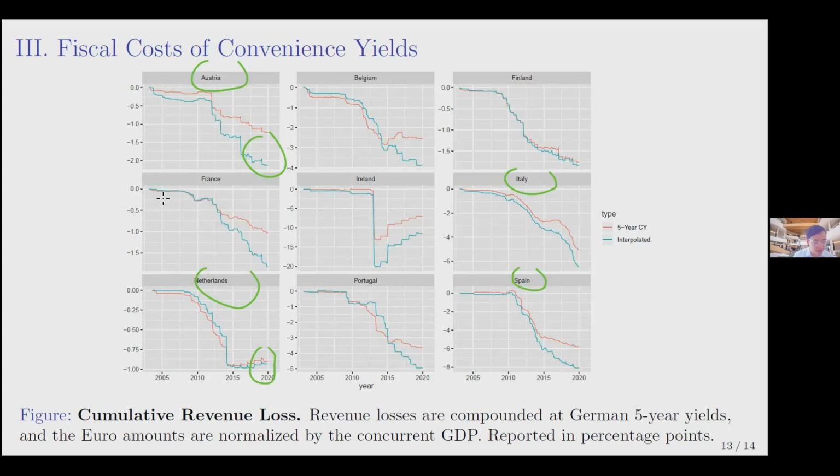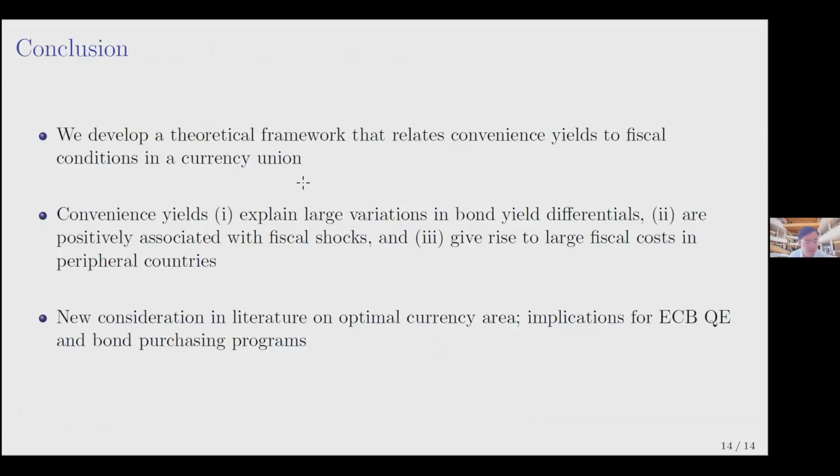So this suggests that if we put all these countries in the same currency union, but their fiscal rules do not integrate, there will be differences in convenience yields related to their fiscal conditions, and countries with weaker fiscal conditions or weaker convenience yields will end up having much higher costs in issuing debt, to the level of several percentage points of the GDP. So I should stop here.